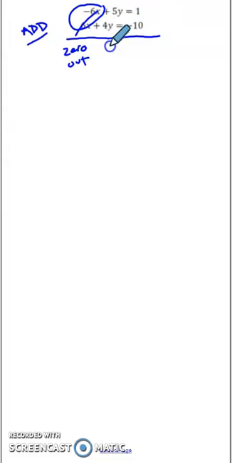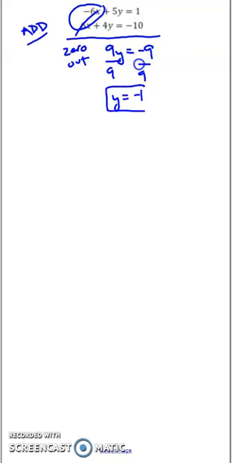5y and 4y is going to give me 9y. 1 and negative 10 is negative 9. And then you solve, right? So y is going to be negative 1. Awesome, there's my y coordinate. Halfway there. Okay, all right, so there we go.